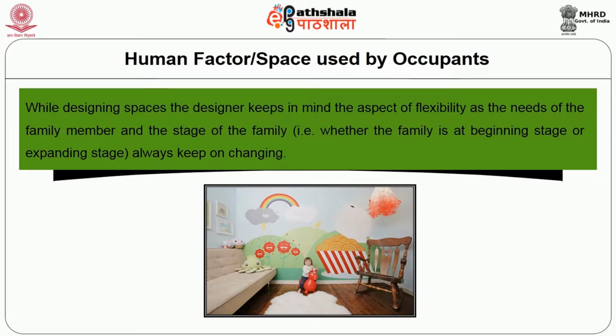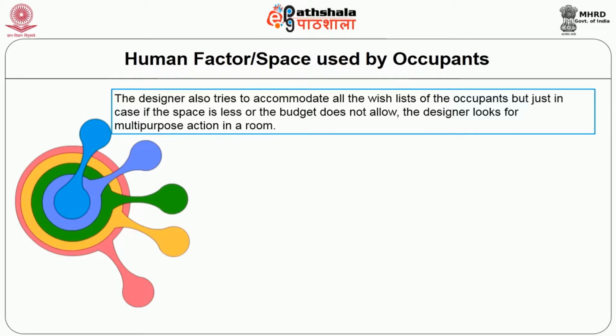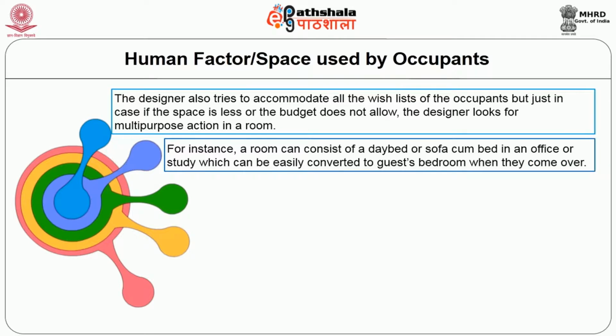While designing spaces, the designer keeps in mind the aspect of flexibility, as the needs of the family members and the stage of the family, that is, whether the family is at the beginning stage or expanding stage, always keep on changing. For example, a child's nursery can be converted into a bedroom for the child when she or he grows up, or a hobby room or a study room. The designer also tries to accommodate all the wish list of the occupants, but just in case the space is less or the budget does not allow, the designer looks for multipurpose action in a room.